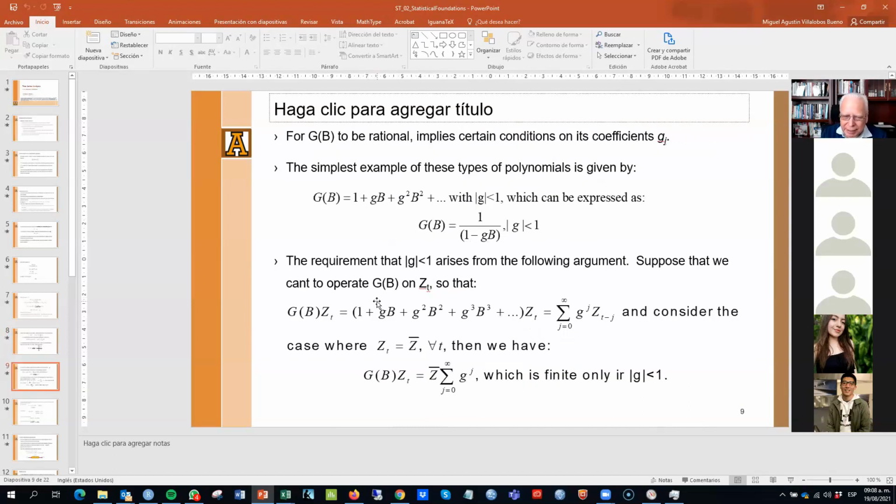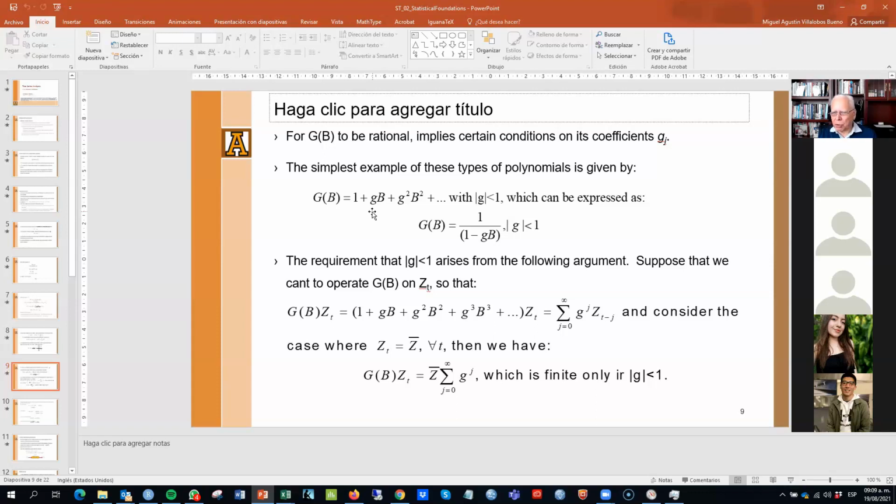Now, we said we want to deal with backshift polynomials that are rational. Well, for a polynomial to be rational, again, if you remember your classes in algebra, it's really dependent on the coefficients of that polynomial. So for a polynomial to be rational, to be able to express it as a ratio of two polynomials, that is imposing several conditions on the coefficients, on the constants G sub j.